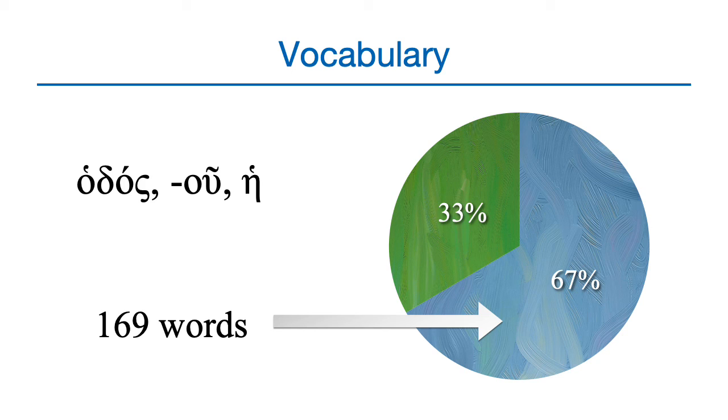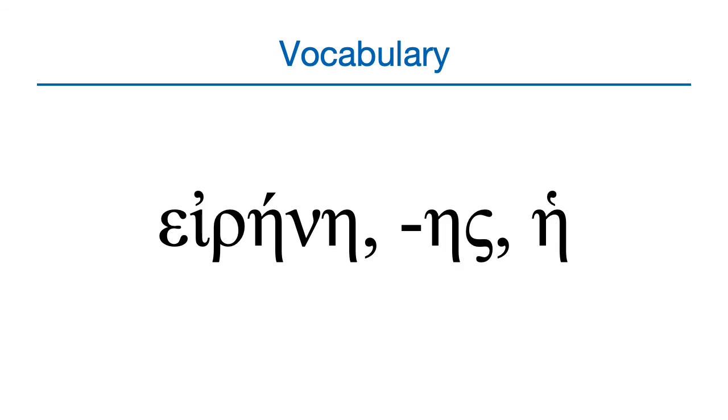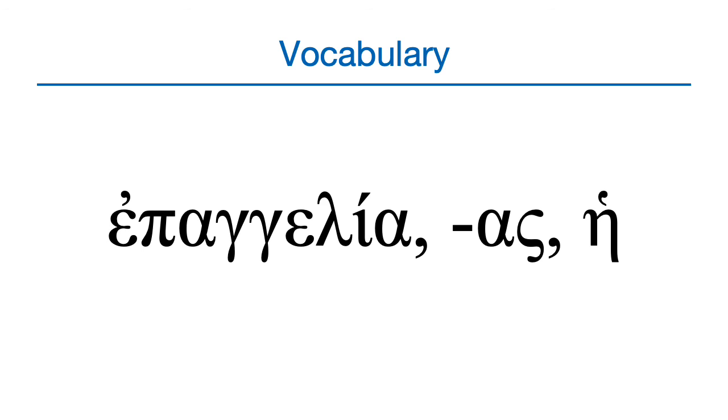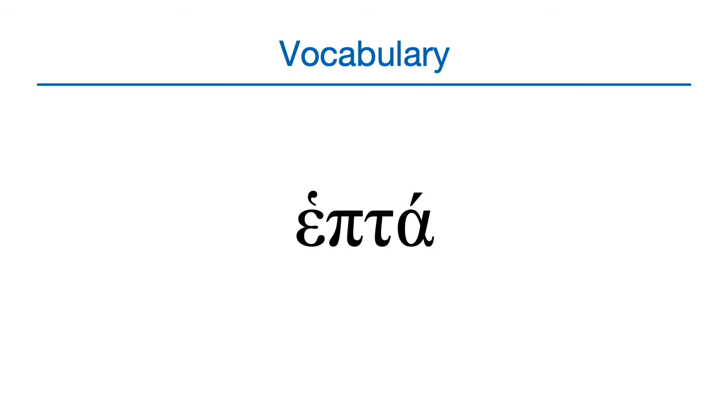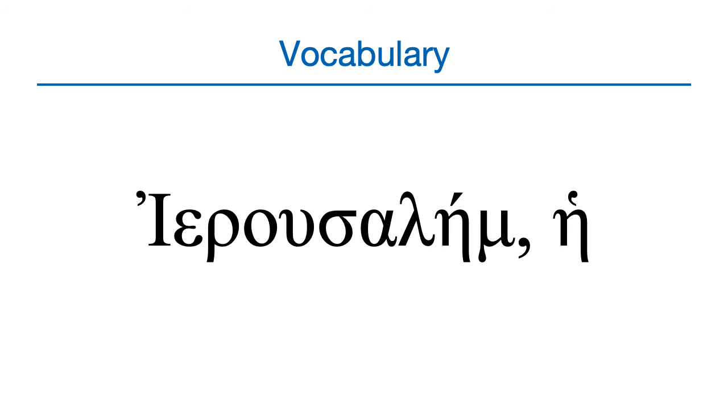Here is your vocabulary. Hodos, feminine. Notice that this word has the masculine ending, but it's feminine. Hodos, and you know that by the article he. Hodos means way. Aletheia, feminine, truth. Eirene, he, peace. Enopion, before. Epangelia, message, gospel. Hepta, seven. Thronos. You want to guess what that is? Thronos. Throne. Oh, this is a good one.